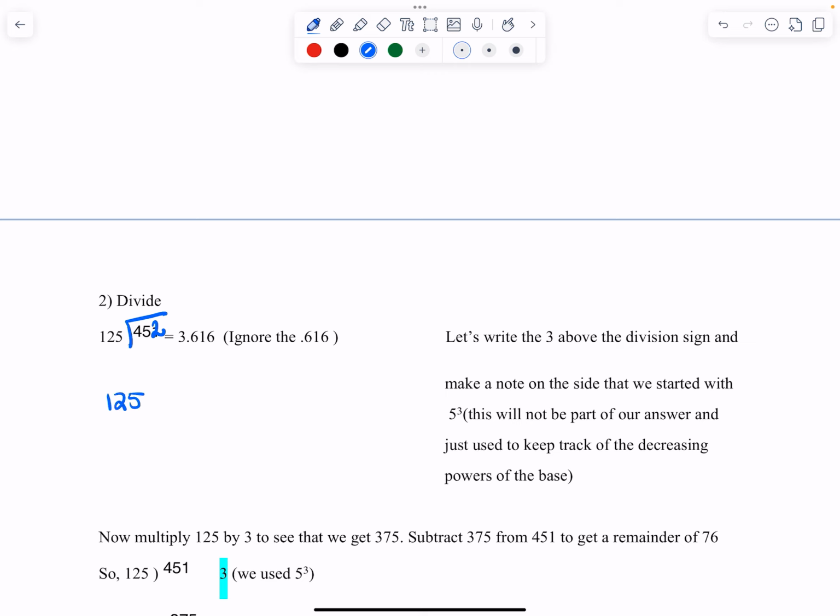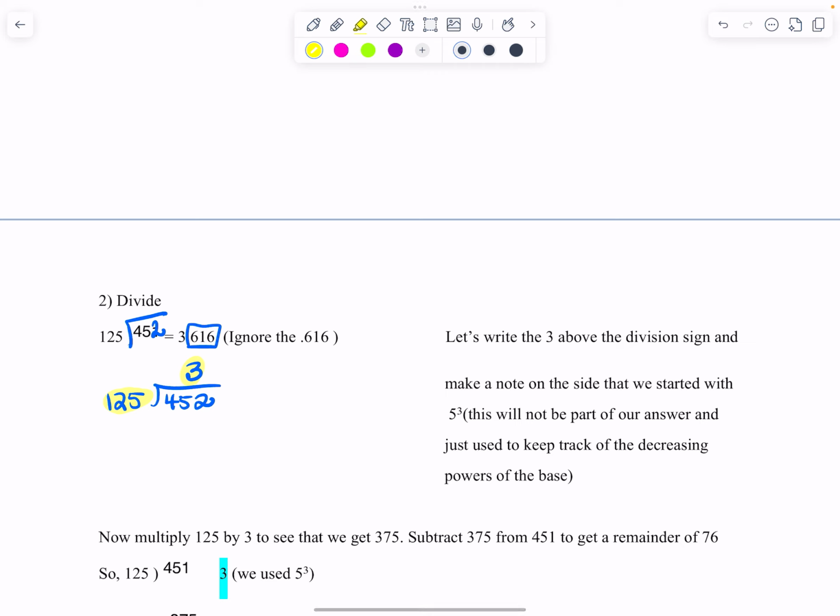So what you're going to do is you're going to ignore the 0.616 and we're just going to use 3. Okay? You cannot put decimals. Alright, so what we're going to do is now we're going to perform long division. So I'm going to take and multiply the 3 by the 125.